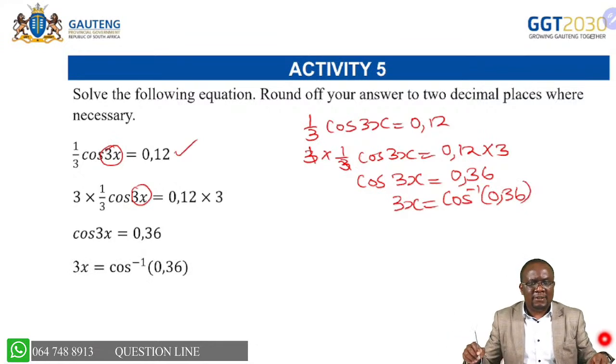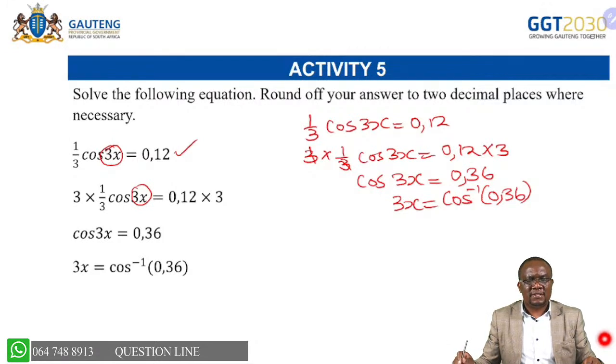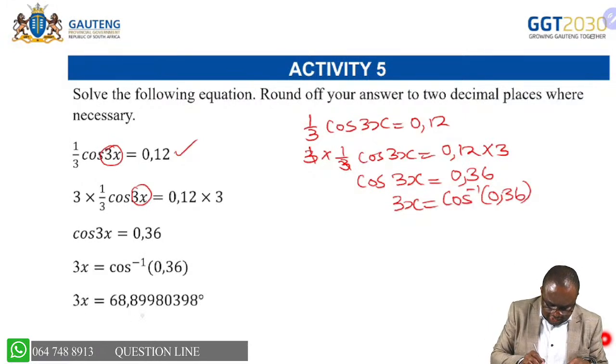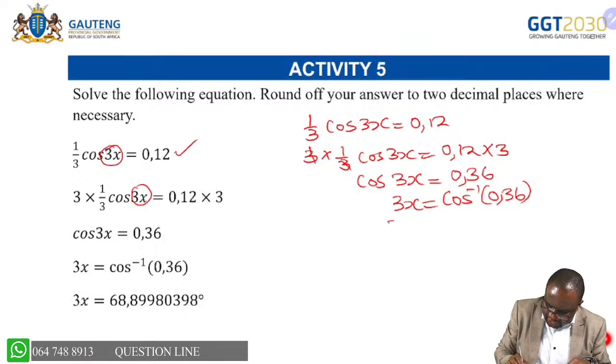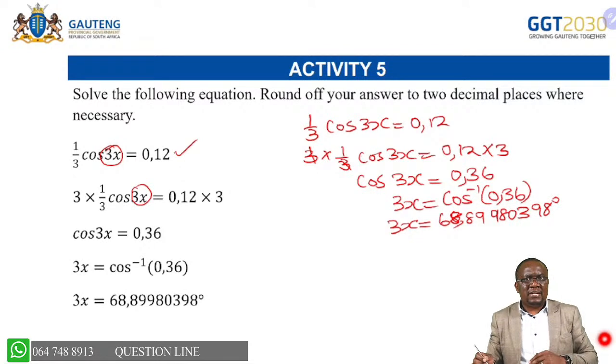Let's enter our inverse cos 0,36 into our calculator. What do you get? You must get this one. 3x is equal to 68,89980398. I'm not going to round off here because I'm still calculating. I'll round off my final answer.